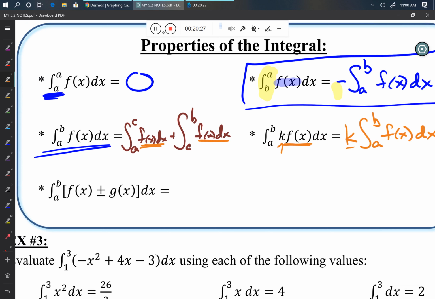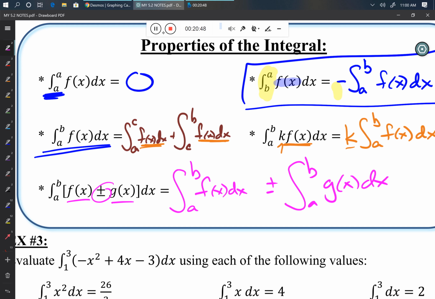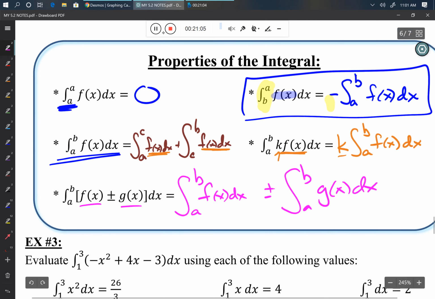Last one down here at the bottom, what do you think is going to happen here? Well, I've been given the statement, the integral from a to b of f of x plus or minus g of x. What I can do is write that as the integral from a to b of f of x plus or minus the integral from a to b of g of x dx. Basically it says, if you want to, you can rip an integrand apart at addition or subtraction. Or, if you're working from the right side pink to the left side black, if you have two integrals with the same limits, you can take those two integrals and write them as one. Okay?